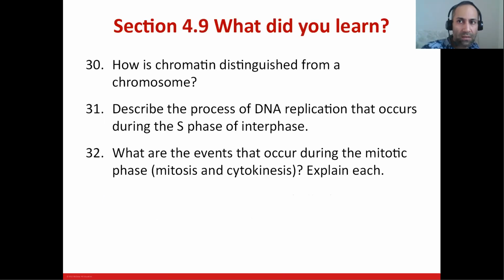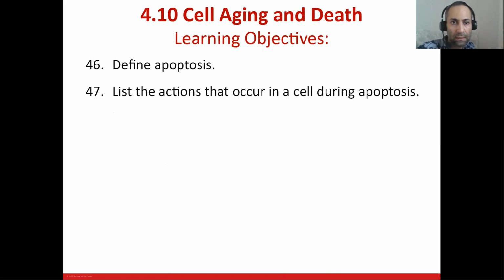So how is chromatin distinguished from a chromosome? Chromatin is like a tangled up Christmas lights type of appearance. Chromosomes are well demarcated bunches of DNA. Describe the process of DNA replication that occurs during the S phase of interphase. DNA duplicates itself. What are the events that occur during the mitotic phase, mitosis? So IPMAT, remember the IPMAT, right? Or PMAT for mitosis alone.